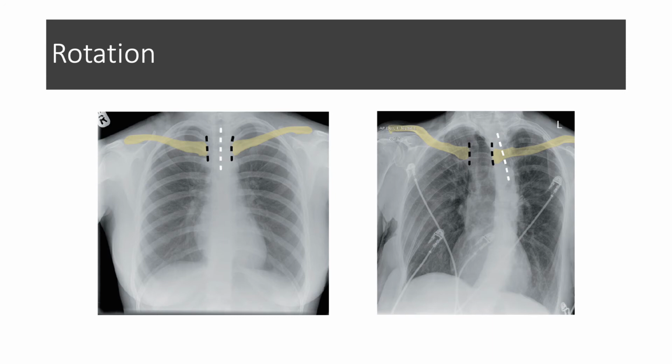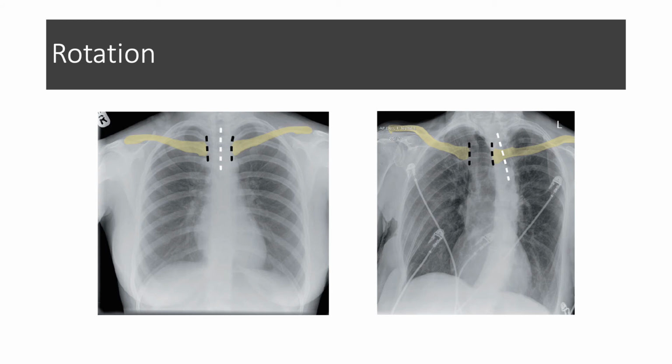How do you assess rotation? Look at the spinous processes of the upper thoracic vertebrae. If the patient is not rotated, they should lie midway between the medial ends of the clavicles. If the patient is rotated, the spinous processes of the upper thoracic vertebrae will not lie midway between the medial ends of the clavicles, but will be deviated to either the left or the right.